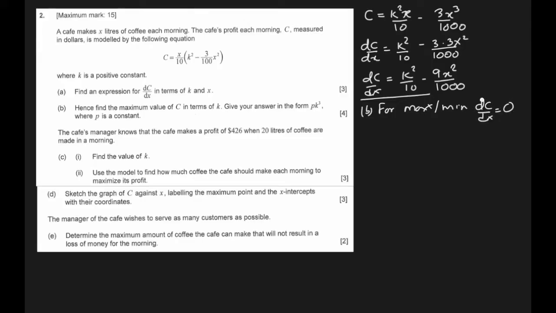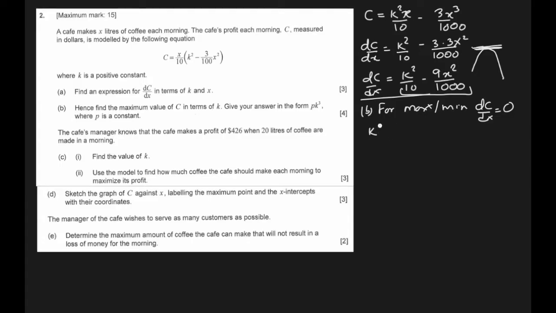The rate at which the profit changes with respect to the number of liters of coffee has to be 0, because if I draw a graph of C and x, at the maximum the gradient of the tangent will be 0. That's why dc over dx, which is the gradient of the tangent, will be equal to 0. That means this part has to be equal to 0 for maximum or minimum. I think we'll get only one answer. That's why they're saying just maximum, but we'll see.